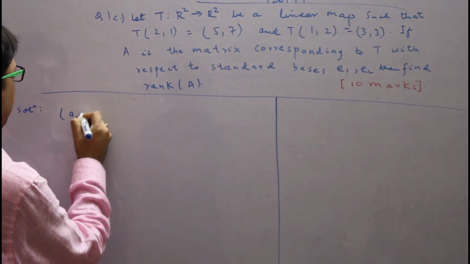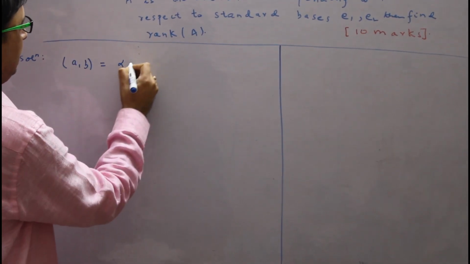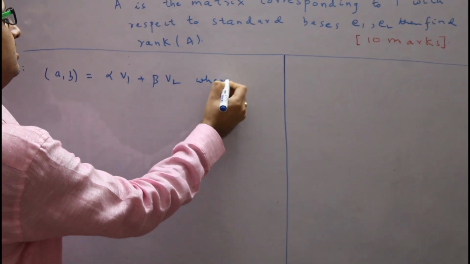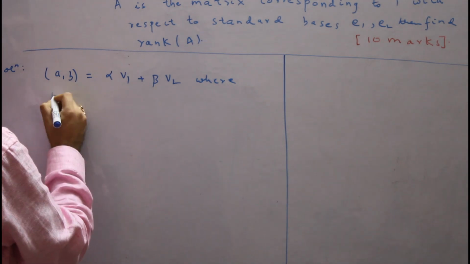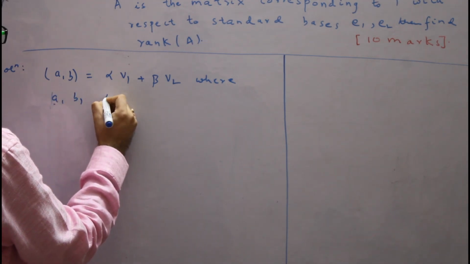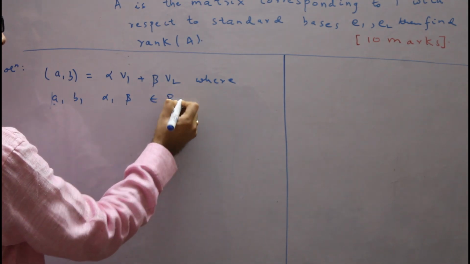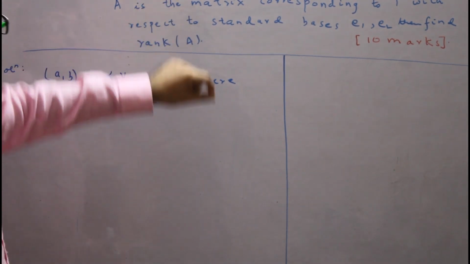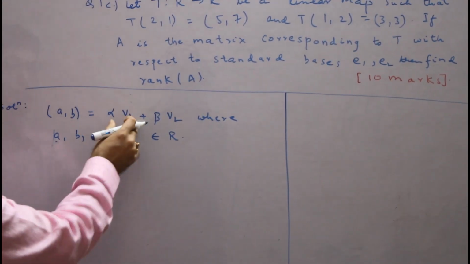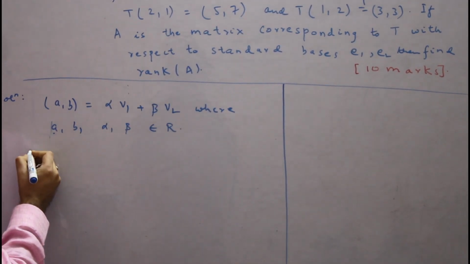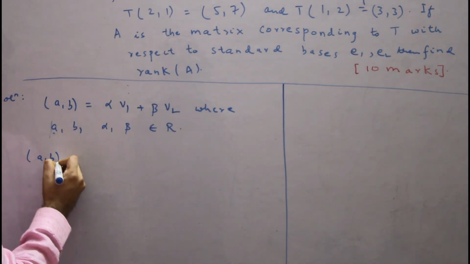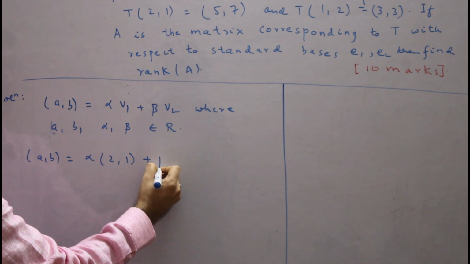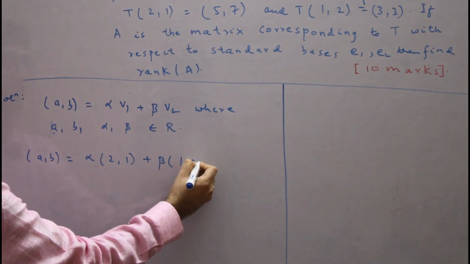We can write (a, b) belongs to alpha V1 plus beta V2, where alpha, beta belong to R. So here I have taken V1 as (2,1) and V2 as (1,2). So these are vector spaces. So I can write (a, b) is equal to alpha times (2,1) plus beta times (1,2).